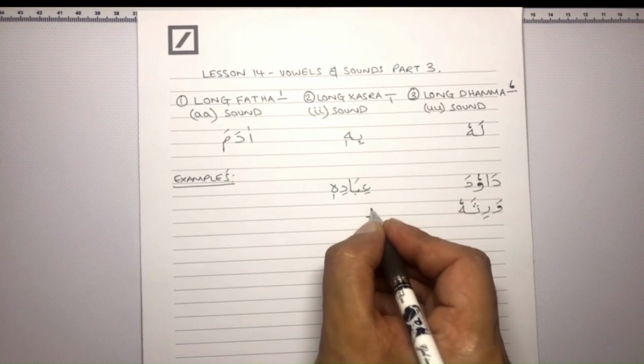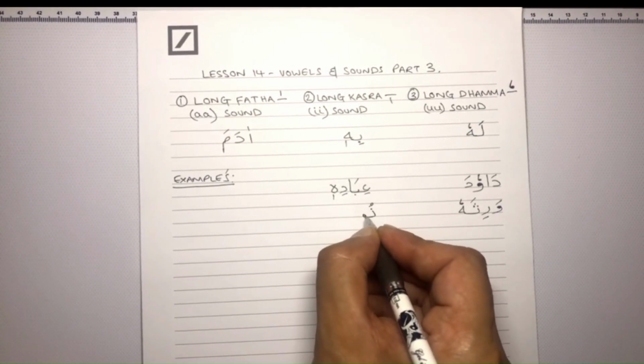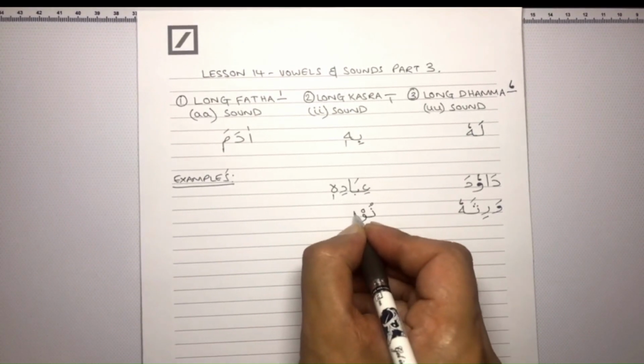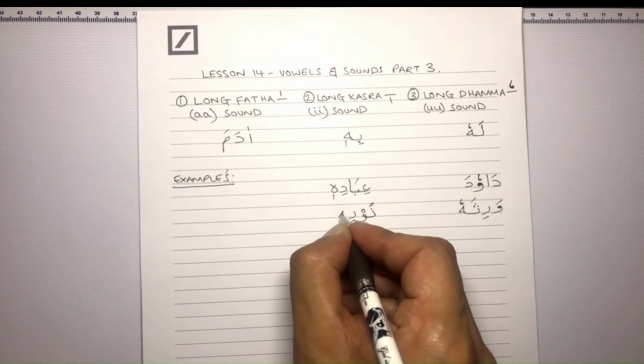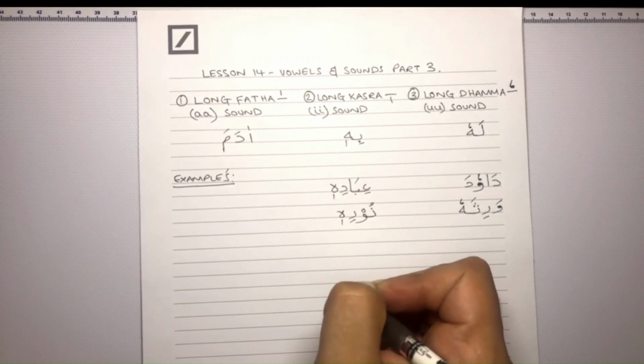Noon, waw dhamma, nu, ra kasra ri. Ha with the long kasra underneath it. Hee, nurihi.